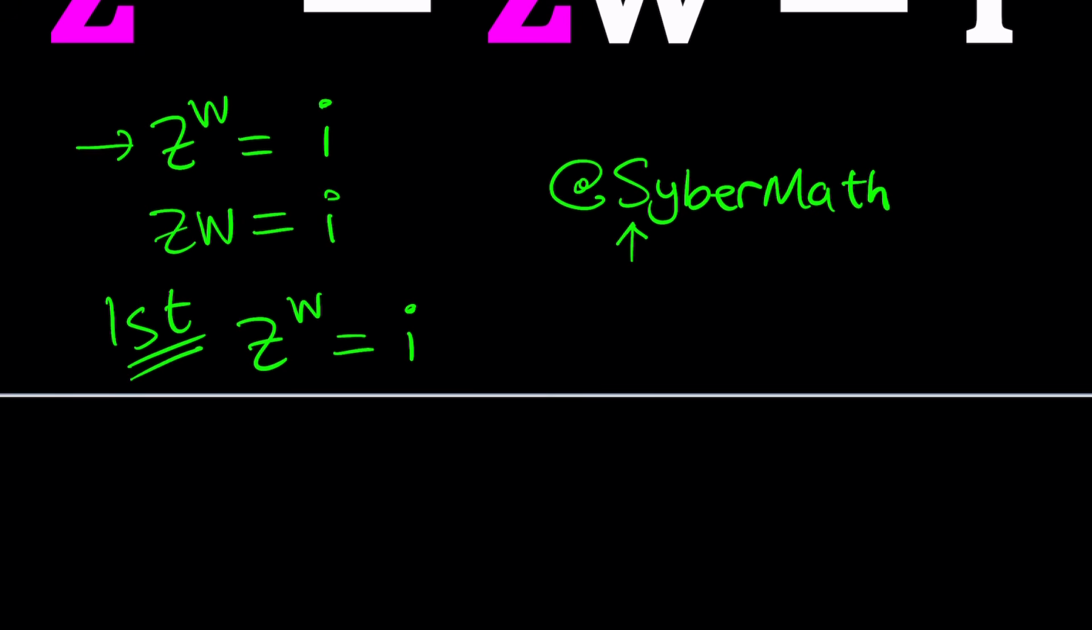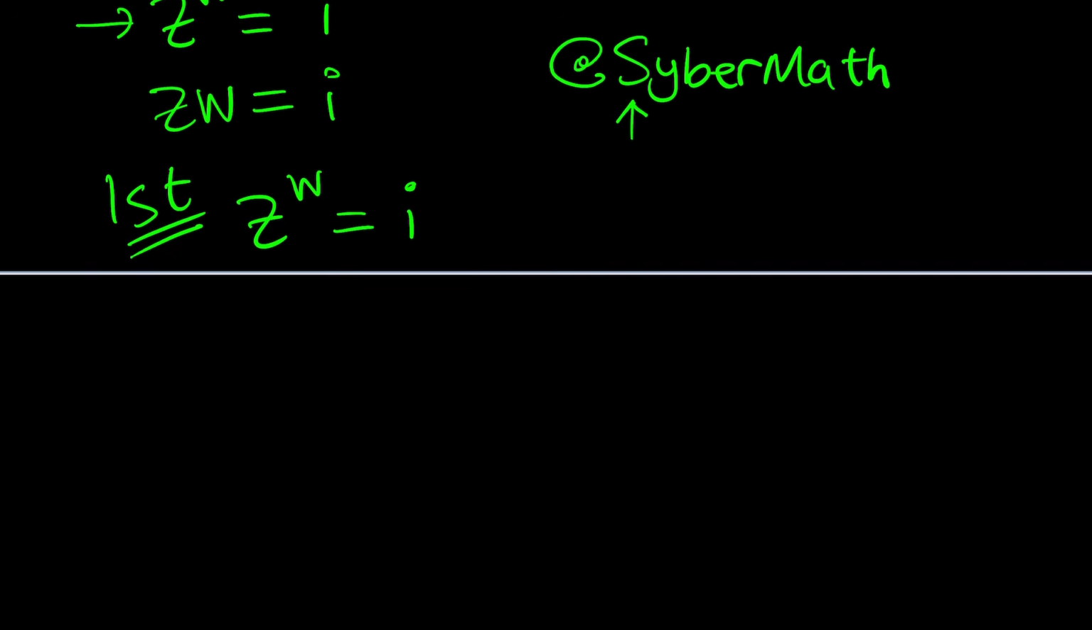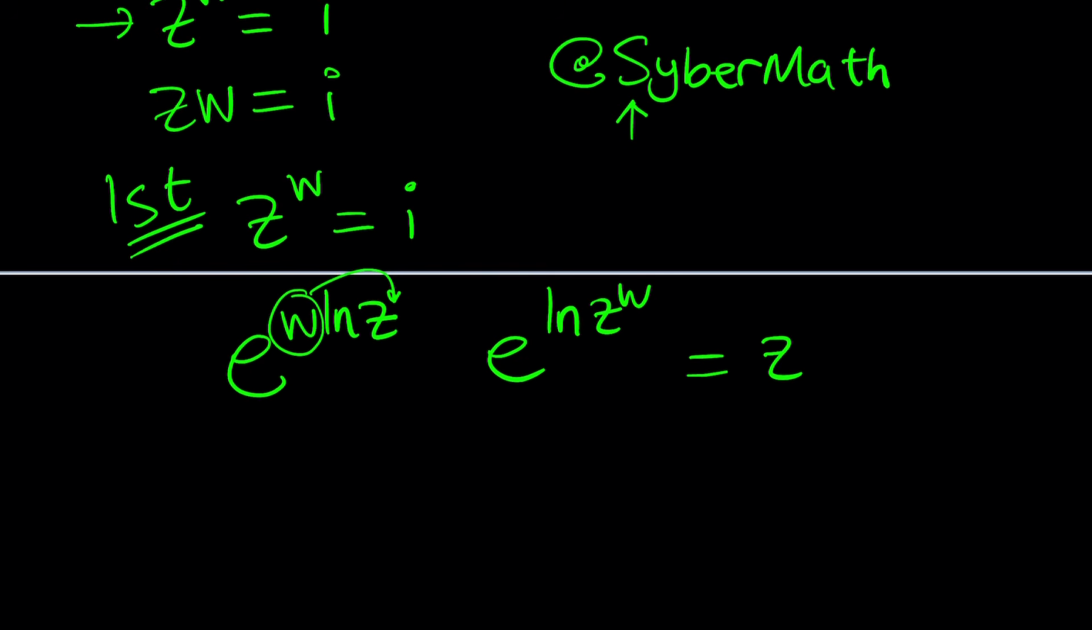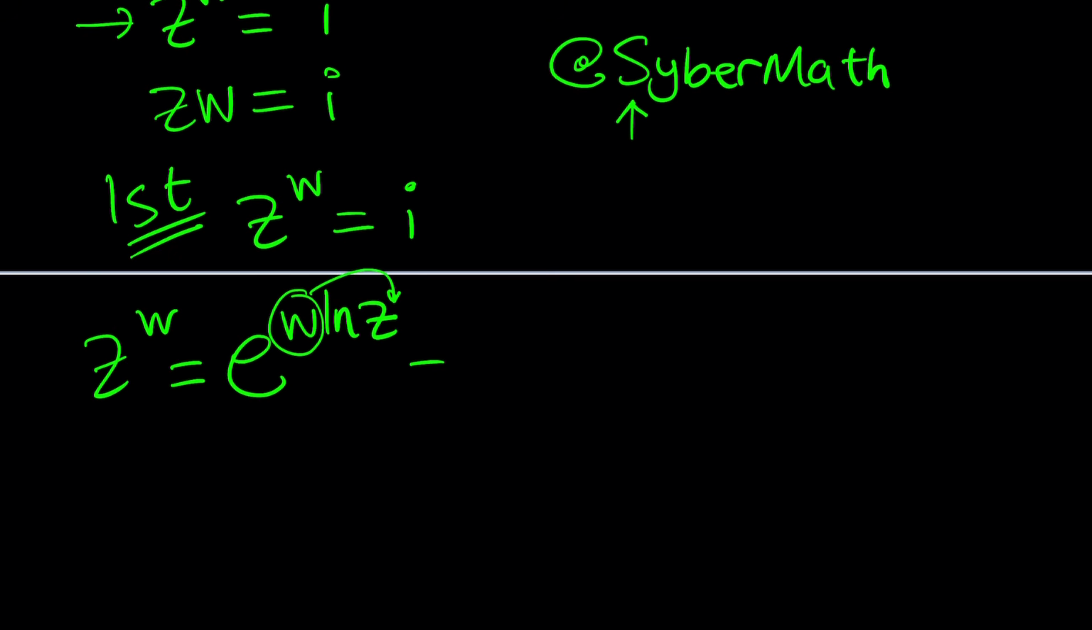Great, so how do we solve this using a complex exponential? z to the w can be written as e to the power w ln z. And if you think about it, this makes sense because bring the w over here, you're going to get e to the power ln z to the w, which is basically z to the w, right? So this is what z to the w equals, and we know that it's equal to i.